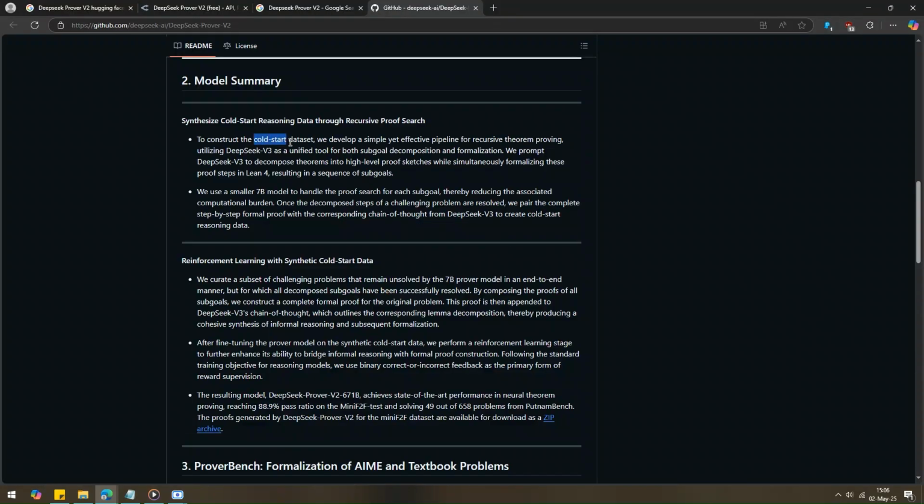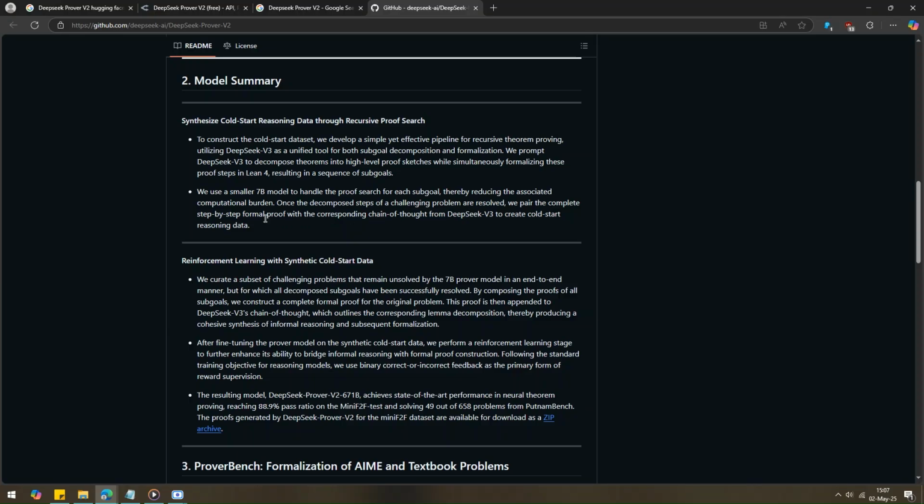Here's how it works. To make our cold start dataset, we set up a pretty simple system to solve theorems. We use Deepseek V3 to break down theorems into smaller steps and turn them into Lean4 code. It's like having a tool that can both sketch the proof and turn it into something formal at the same time. Then, to actually solve each of those steps, we use a smaller 7B model. This helps keep things light and efficient without using too much power.